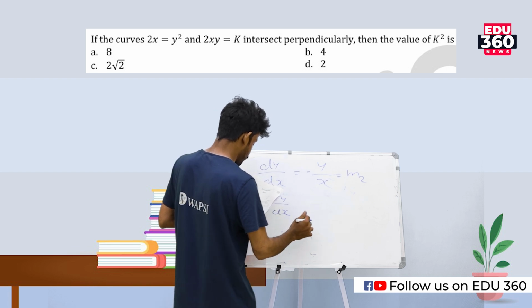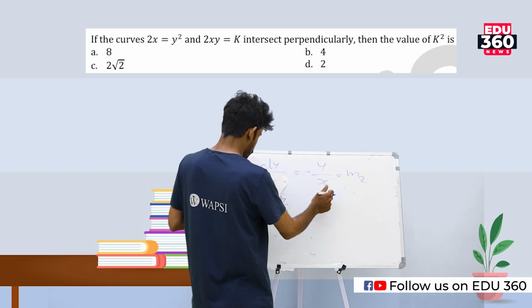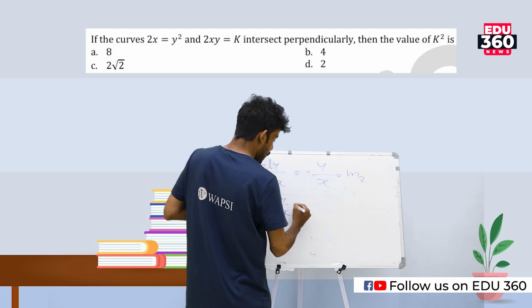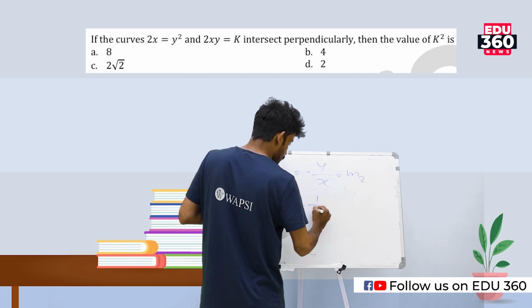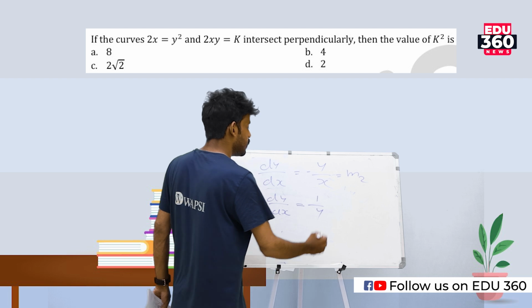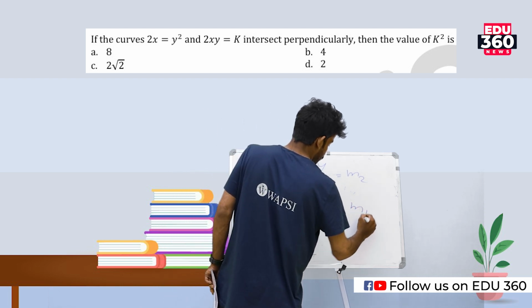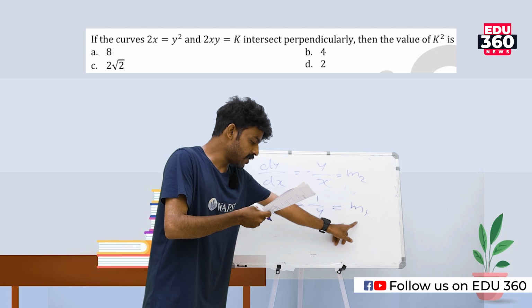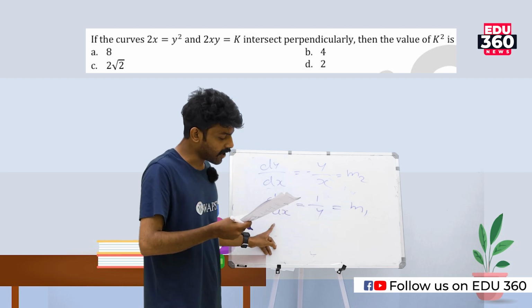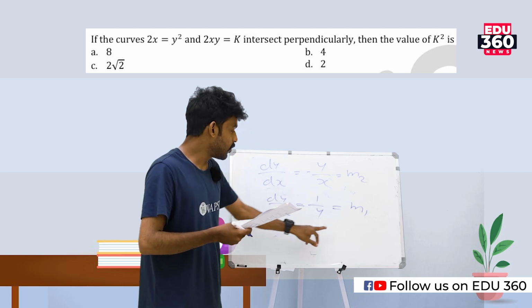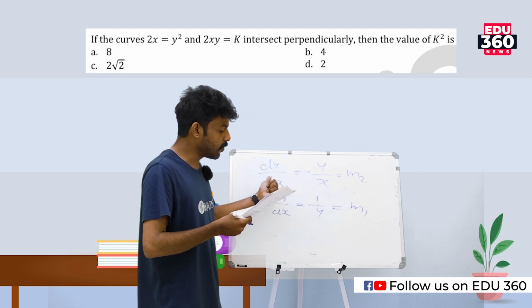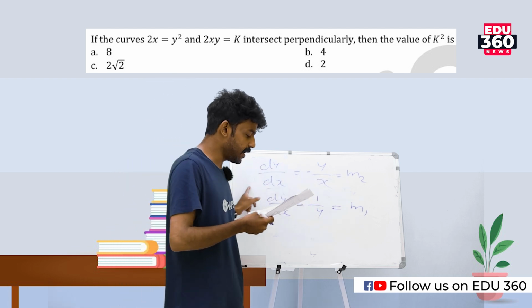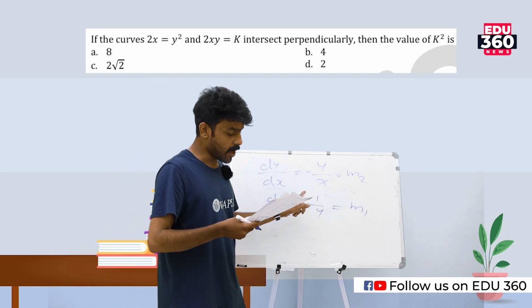Yes, dy by dx is equal to minus y by x, so that is equal to m2, and dy by dx is equal to 1 by y. So we already substituted it as m1. Okay, so let me tell you once again. m1 is equal to dy by dx, that is equal to 1 by y, and m2 is equal to dy by dx, so the answer is minus y by x.